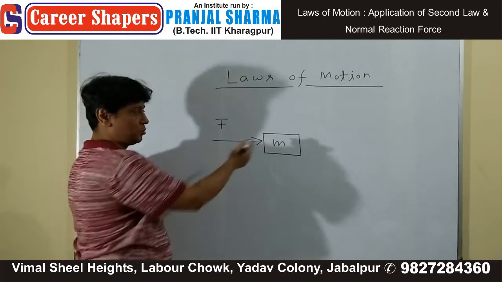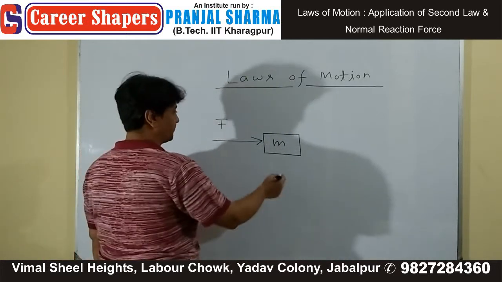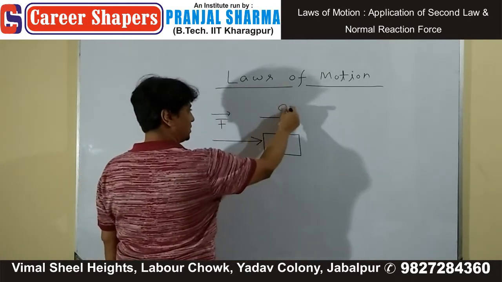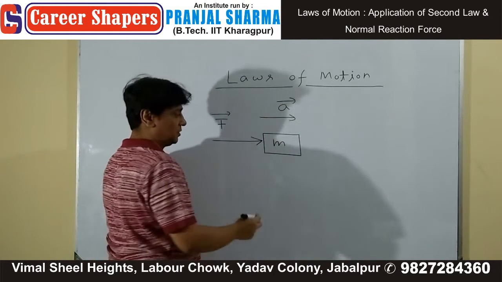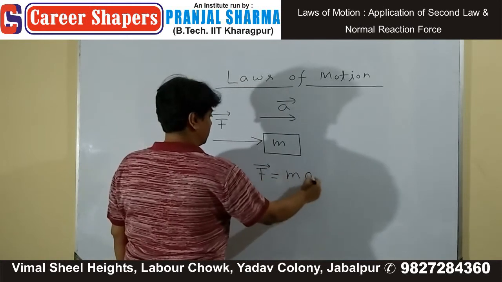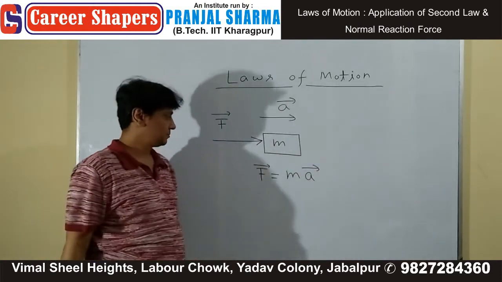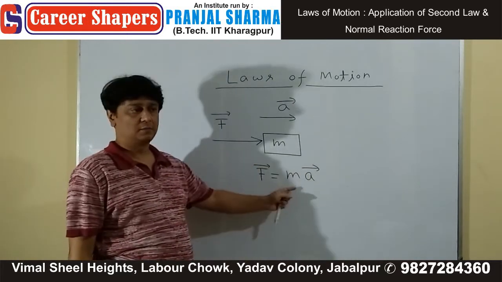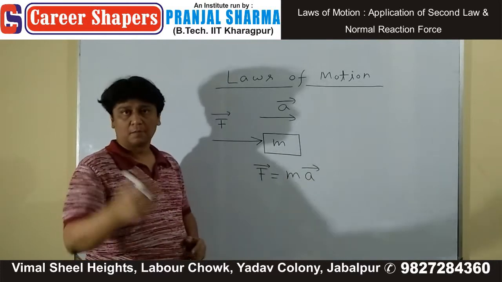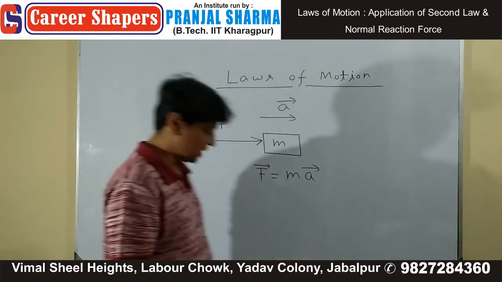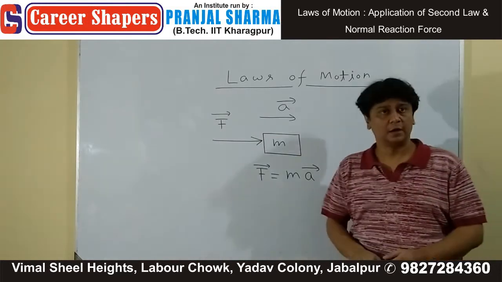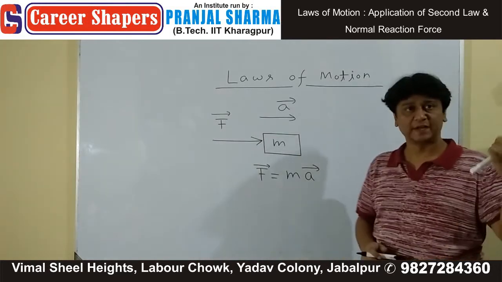This is F. You have an object of mass m. It is moving in this direction with an acceleration a. We write F equals to m into a. Force vector, mass, acceleration vector, and everybody knows that F equals to ma is valid as long as mass is constant. When mass is not constant, what happens? We'll see it later.